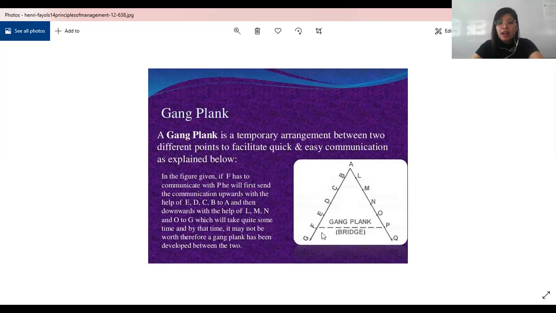So in the gangplank, which is a temporary arrangement, F can bridge directly to P in order to have easy and quick communication, especially when the information to be communicated is very important. Okay, so that's the gangplank method.